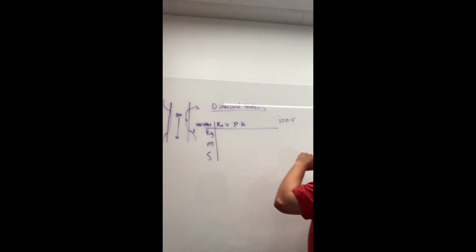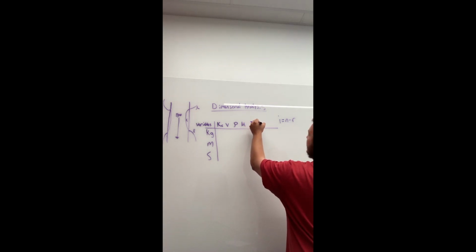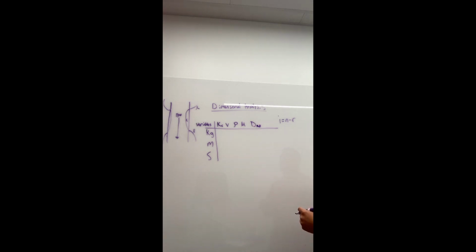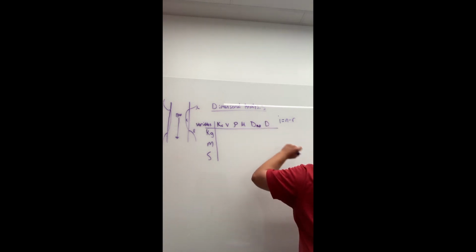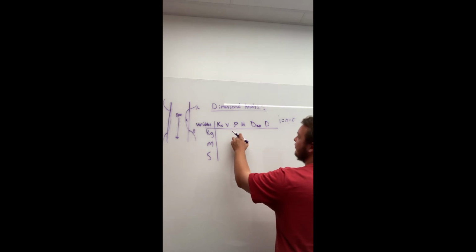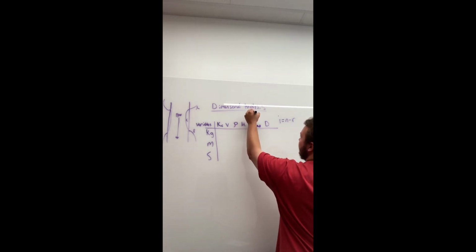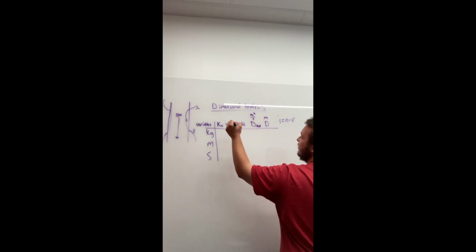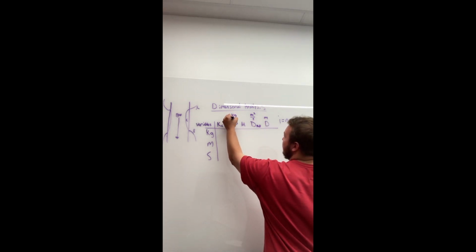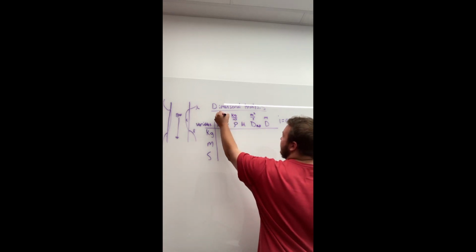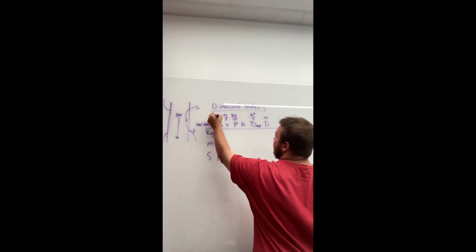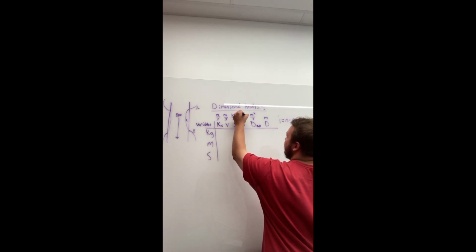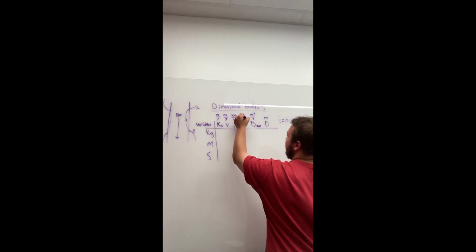And then we're also going to have the mass diffusion coefficient, and then the diameter. And we can put the units above. So this is meters squared per second. This is just meters. This is kilograms per meter cubed. This is meters per second. This is meters per second. And then this is kilograms per meter second.